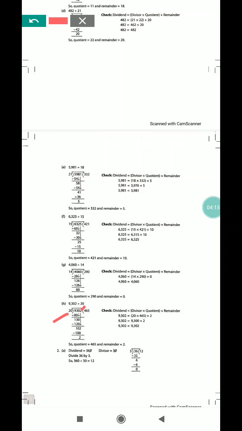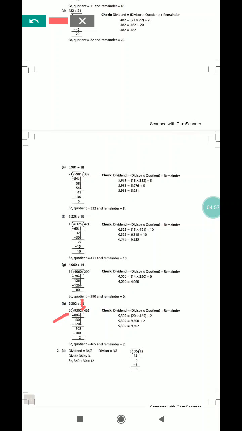So 20 ones are 20, 20 twos are 40. So we have got that 20 fours are 80, and 20 fives are 100, which is greater than 93. So we will take 80. So 20 fours are 80. After subtracting, we have got 13, and we will put 0 over there. From here we will take the 0 and put it over there. So the number becomes 130. So 20 sixes are 120 and 20 sevens are 140, which is greater than 130.